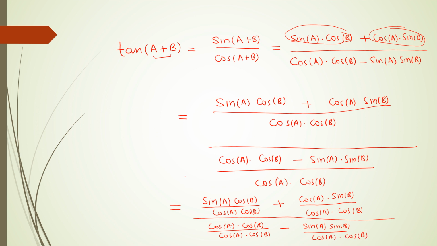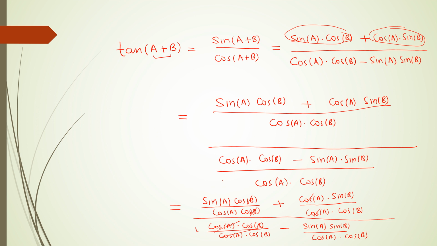Let's see. Sin A upon cos A, and this cos B upon cos B will get cancelled. Here, cos A upon cos A would get cancelled. Here, cos A cos B and cos A cos B would completely get cancelled, which would be equal to 1. And sin A upon cos A into sin B upon cos B, here nothing would get cancelled.